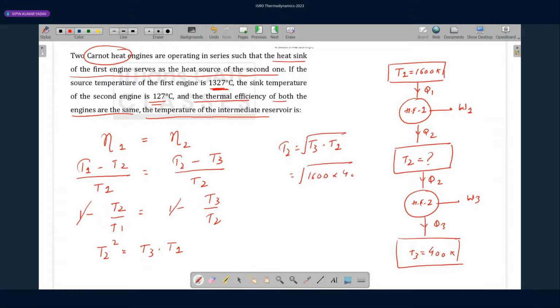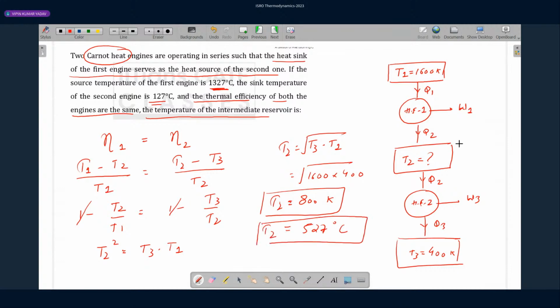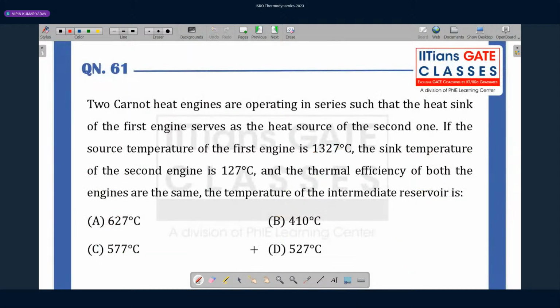1600 into 400. So I think it is 800 Kelvin. Or if you want in degrees Celsius, subtract 273. So the T2 that you got is 527 degrees Celsius. So 527 is the correct answer. Okay.